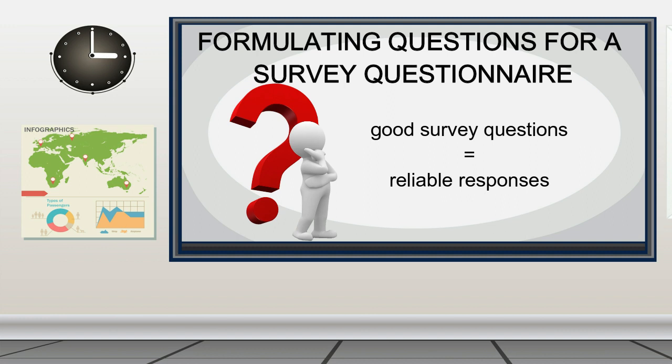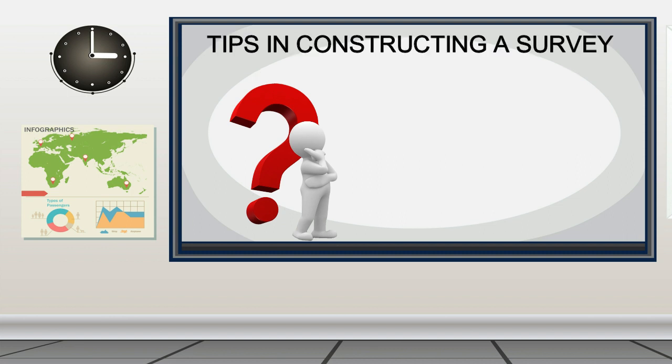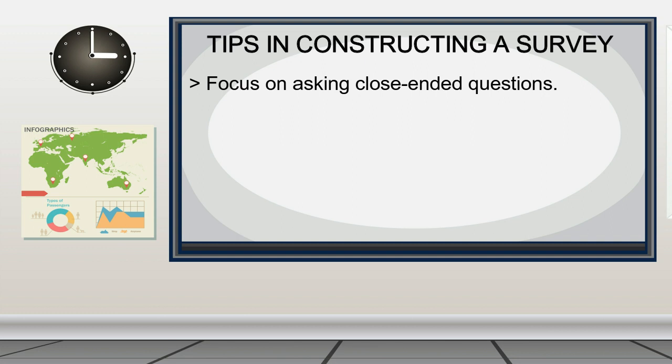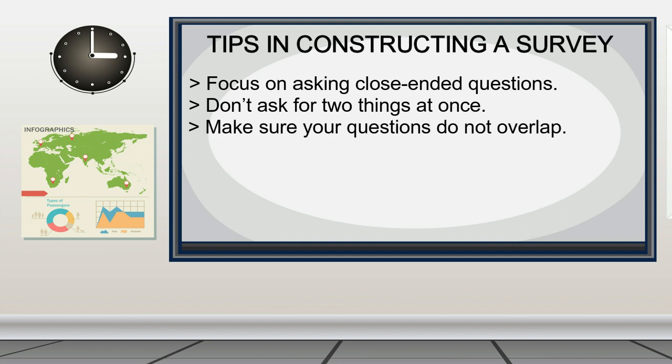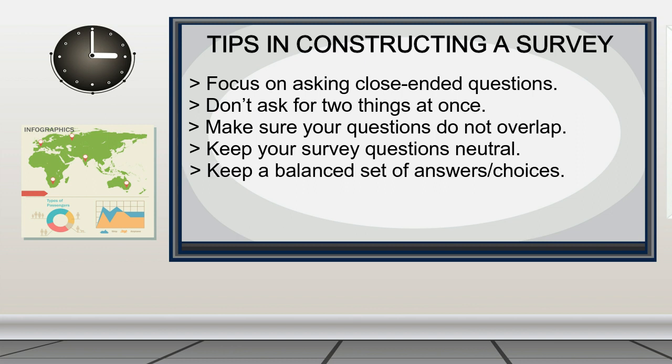But the decisions don't end there. You'll have to decide how to ask your questions. To help you construct a top-notch questionnaire, here are tips in constructing a survey. 1. Focus on asking close-ended questions. 2. Don't ask for two things at once. 3. Make sure your questions do not overlap. 4. Keep your survey questions neutral. 5. Keep a balanced set of answers or choices.